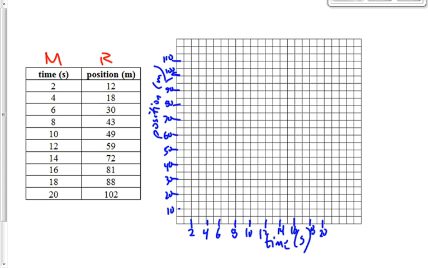We forgot one thing though. Something we should have put in at the very beginning. Anybody think they know what it is? The title. The title of the graph will always be responding versus manipulated. So in this case, it would be position versus time. Make sense?